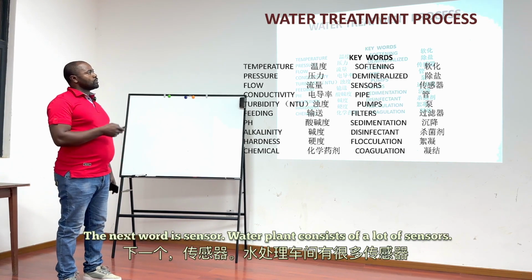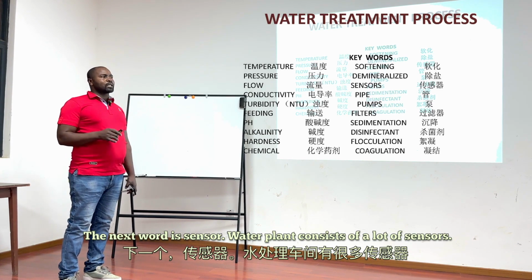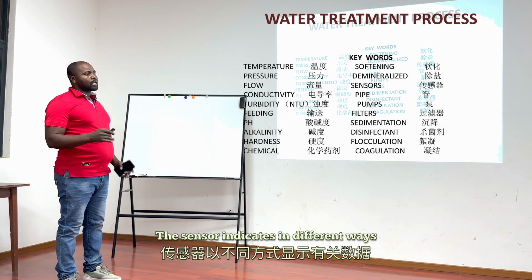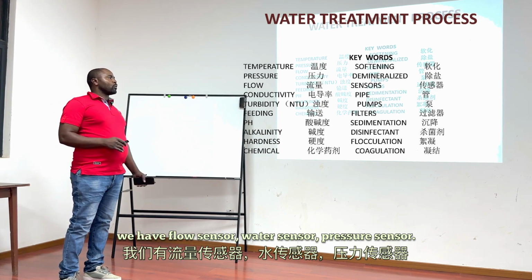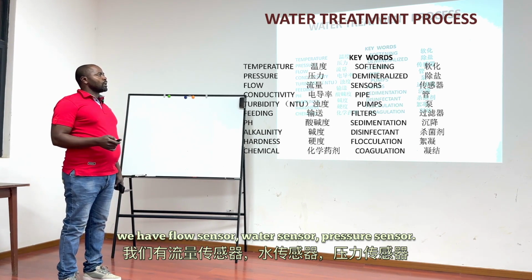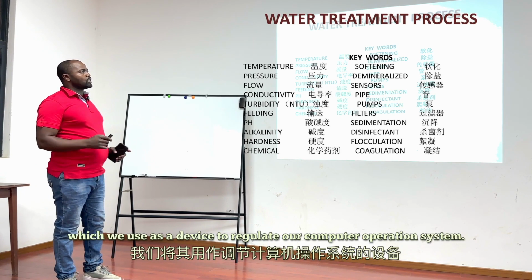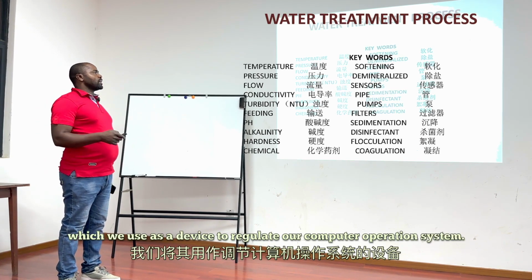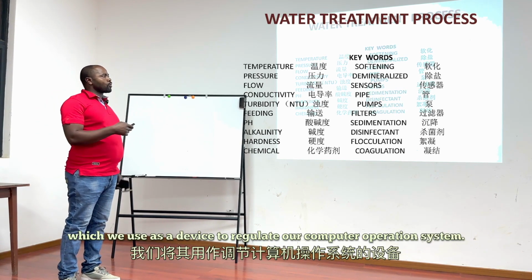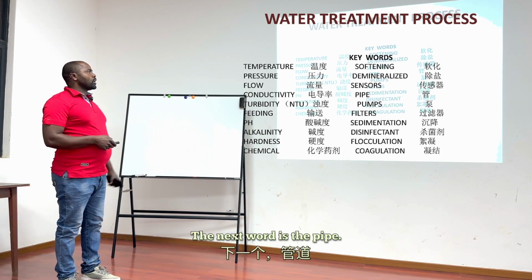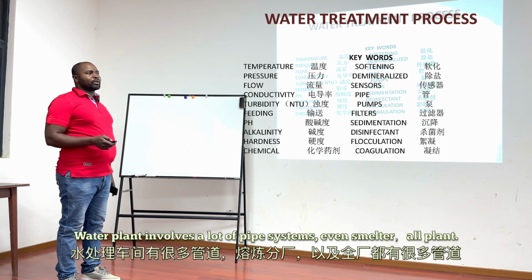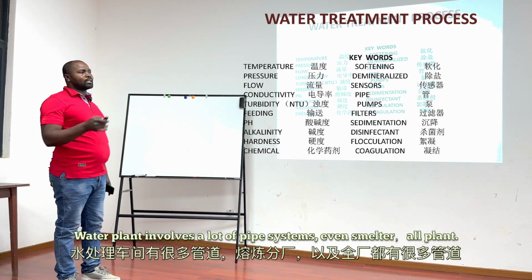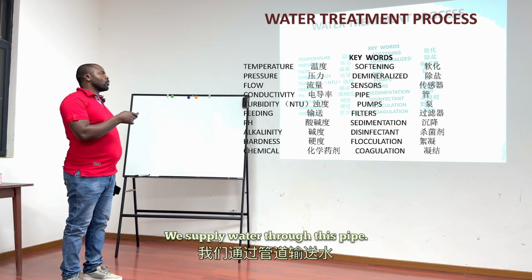The next word is sensor. Water plant consists of a lot of sensors. The sensor is indicated in different ways. We have flow sensor, we have pressure sensor, we have different types of sensors which we use as a device to regulate on our computer operation system. Next word is the pipe. Water plant involves a lot of pipe system. Even in the smelter or plant, we supply water through these pipes.